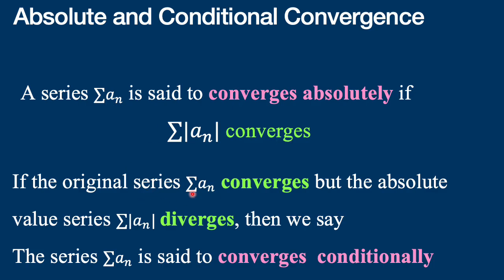But if the original series converges while the series of absolute values, where you drop the negative signs and make all the terms positive, diverges, then we say the original series converges conditionally. If your series converges absolutely, that's a very powerful convergence. So make sure you understand the difference between absolute convergence and conditional convergence.